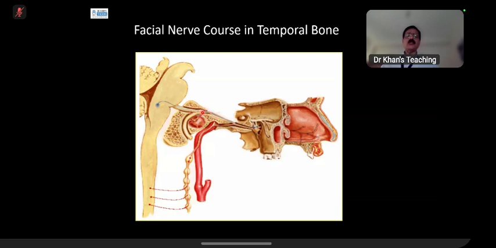From the geniculate ganglion, the facial nerve turns 90 degrees backwards, and this portion is known as the tympanic portion. And this portion is very well seen on a CT scan, and I'll show you.